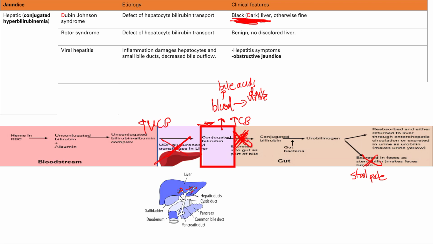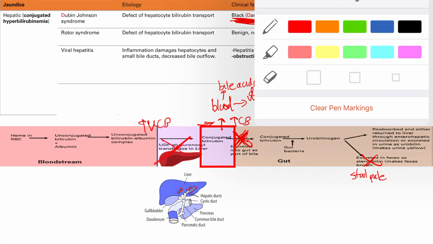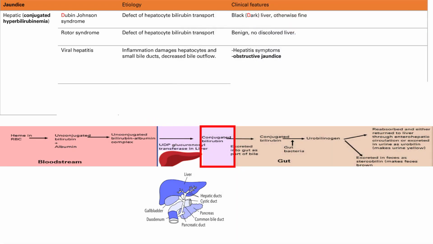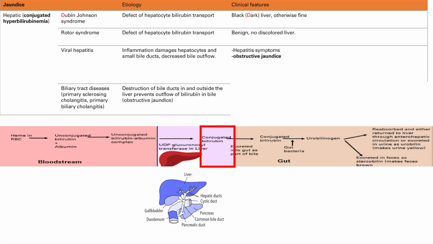Keep this in mind. Pale stool, dark urine, bile acids. That's obstructive jaundice. You see it over and over again, even in this lecture. So next is biliary tract diseases. So these are problems causing destruction of bile ducts inside and outside of the liver, and this prevents outflow of bilirubin in the bile. So again, this is an obstructive jaundice.